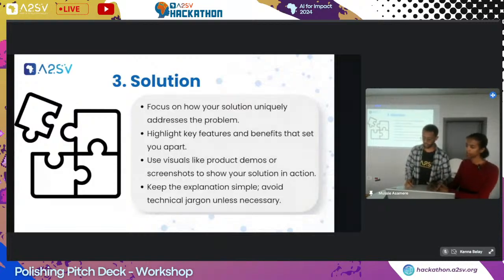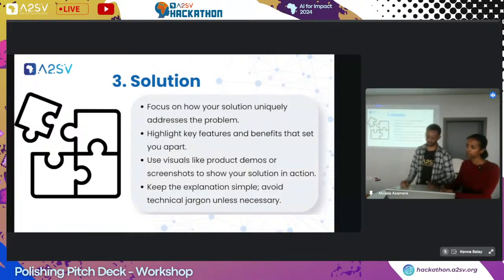Use visuals like product demos or screenshots. So that means your product in action, and that will be screenshots of your product, and other demos would be people using it and things like that. Keep the explanation simple. Avoid technical jargon unless necessary.